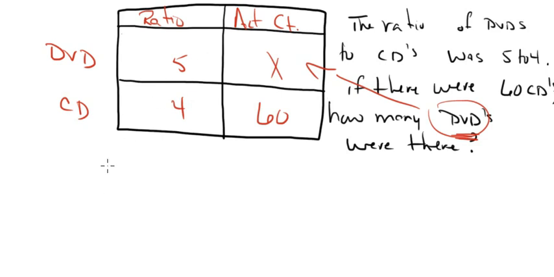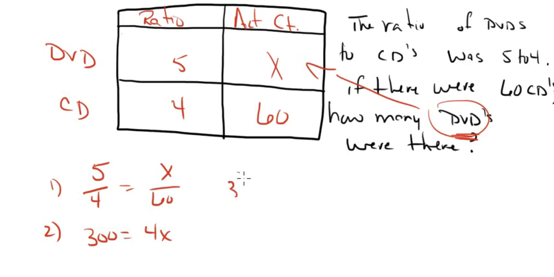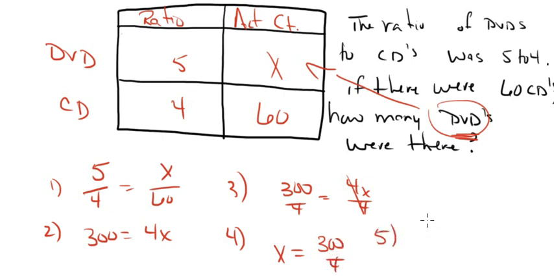So I set this up. I take all the numbers out of the box, and I have 5/4, step 1, equals x over 60, right? Step 2 is I cross multiply and I get 300 equals 4x. Step 3 is I divide both sides by 4. So I'll have 300 over 4 equals 4x over 4. Step 4 is my 4's cancel out. That leaves me x equals 300 over 4. Step 5 is x equals 300 divided by 4. And now I just do my math.